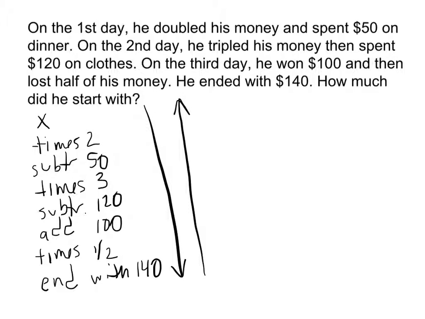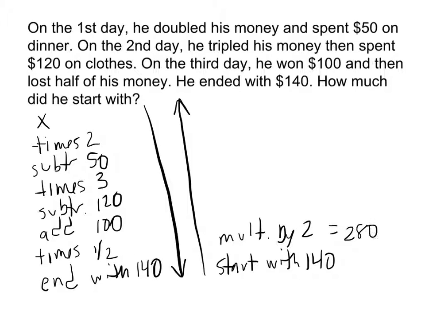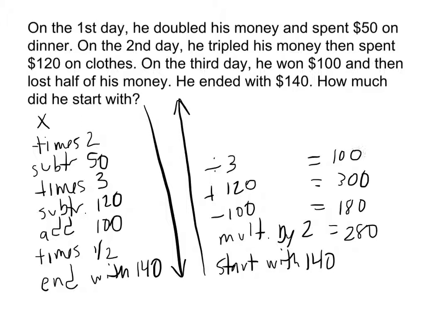Looking backwards, we're going to do the opposite. We're going to start with 140. Instead of times by half, we're going to divide by half, which is, if we think of timesing by half as dividing by 2, this would be multiplying by 2, which gives us 280. The opposite of adding 100 would be subtract 100, takes us to 180. Subtracting 120, the opposite would be adding 120, so 180 plus 120 gets us to 300. The opposite of times by 3 would be divide by 3. 300 divided by 3 is 100.